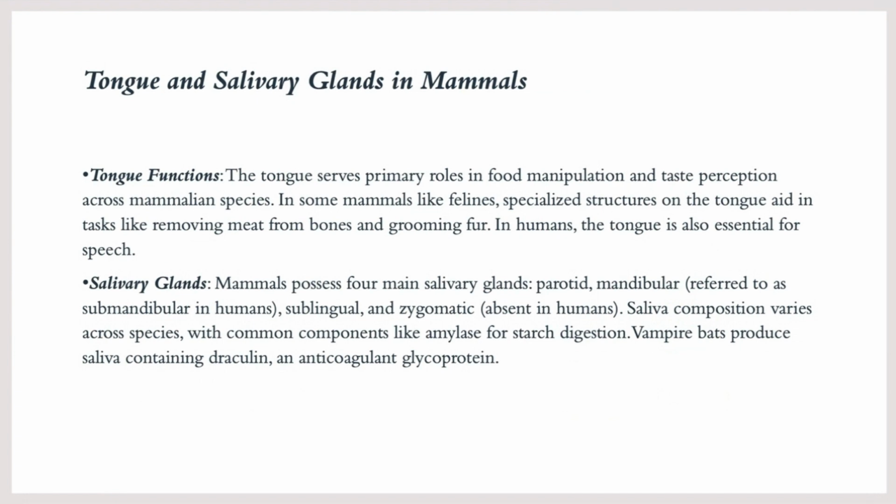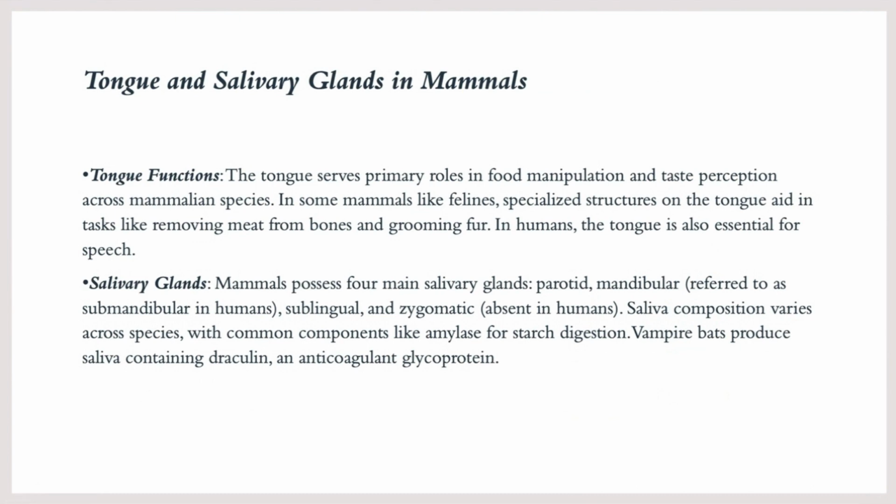And usually the things that tasted bad were things which were toxic to them. Okay, so the tongue has got that function, of course. But in some mammals, like felines, like cats, for example, they have these papillae, or specialized structures on their tongues.